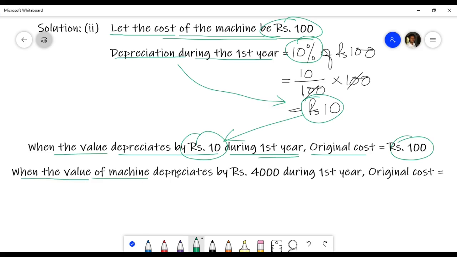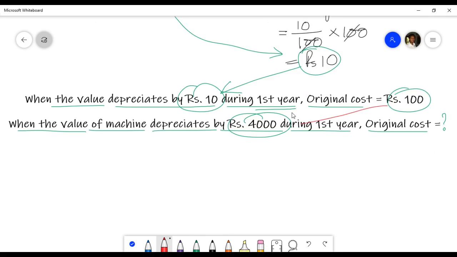Now let's go back to the question. When the value of the machine depreciates by rupees 4,000 during the first year, what will be the original cost? You remember, to solve this we cross multiply, and we will cross multiply to find the original cost.